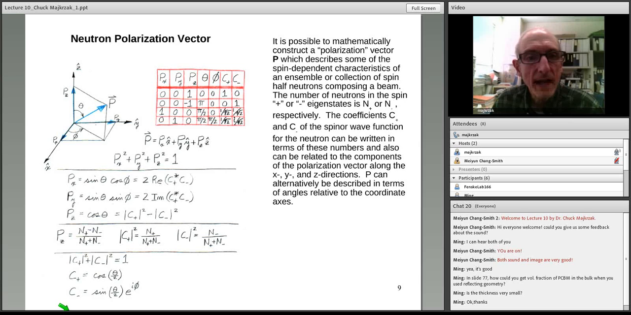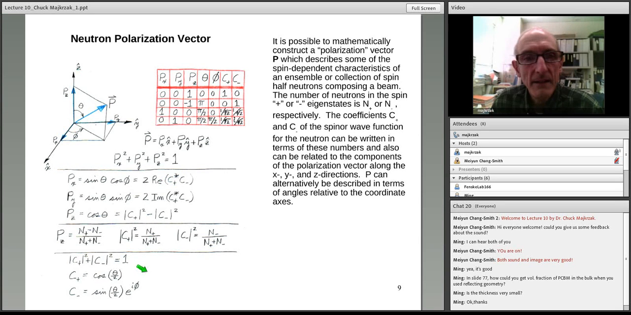So it turns out this polarization vector can be visualized, as we do a classical one, as a classical vector that makes some angle theta and phi relative to a fixed laboratory coordinate system. Or it can be written in terms of these coefficients of the wave function that we showed on a previous slide, C plus and C minus.